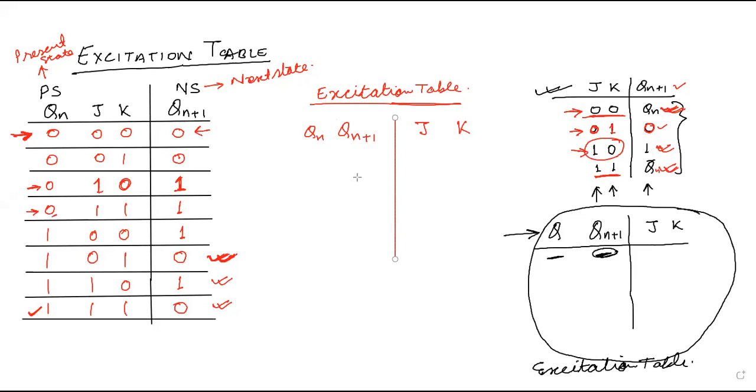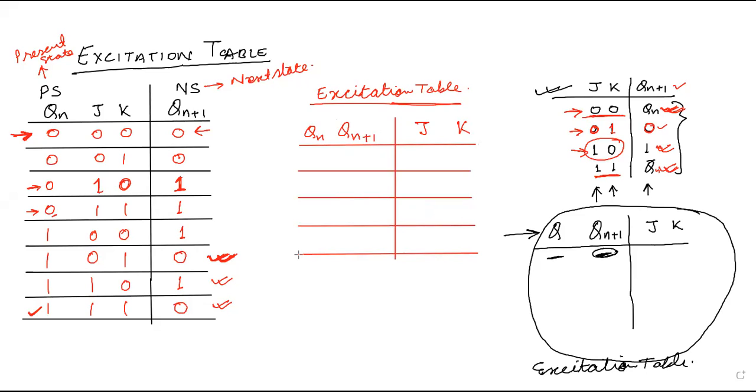So here at the input we have two variables. So obviously, how many should be the number of combinations here? 4. 4 combinations. So 1, 2, 3, and 4. Okay, the 4 possible combinations will be there.